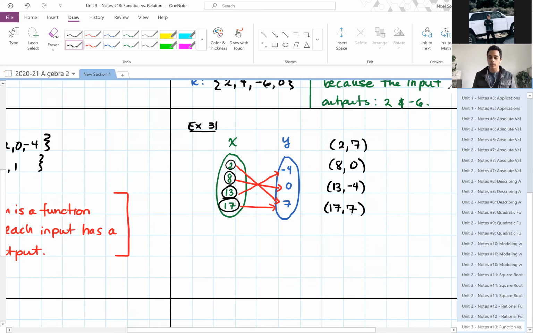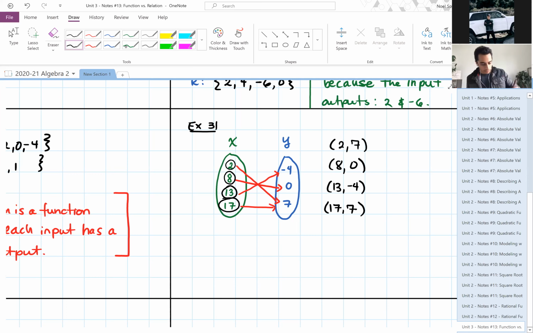So remember what I asked you to look at, right? What is it that you look for first? Do you look for Y values or you look for X values? You look at your domain, right? You look at your X values. So now that you have them listed as coordinates, you have 2, 8, 13, and 17. You know that those are the domain values, right?